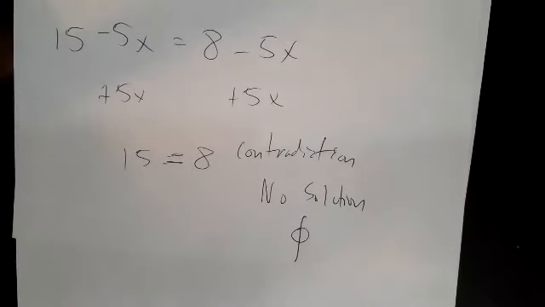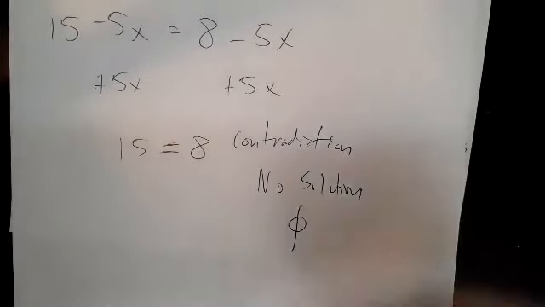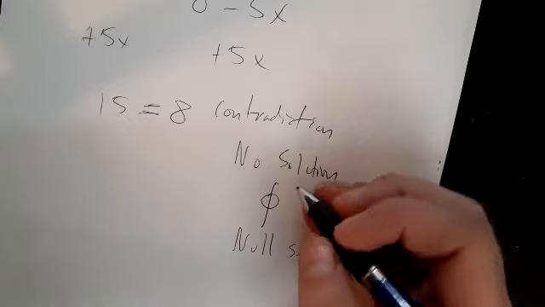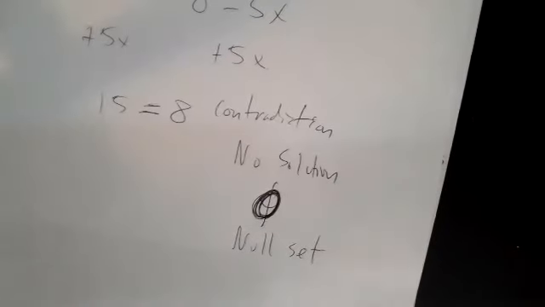We can say empty set. The empty set looks like a circle with a line through it, right? Or no set is also what it's called. A little big. It goes just a little past the circle. Okay.